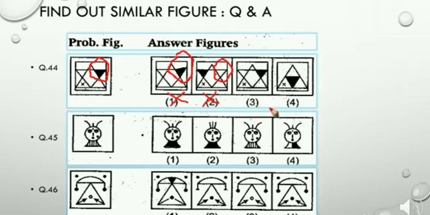So let's go to option 3. In option 3, let's check for this area. Yes, this area is exactly similar to the area in the problem figure, so temporarily we can accept this. Let's check the final answer, the fourth answer. In this area, this portion is not available, so the answer for question number 44 is 3.